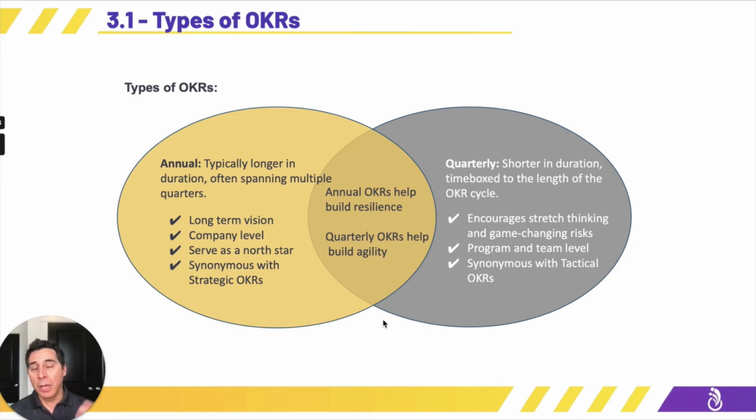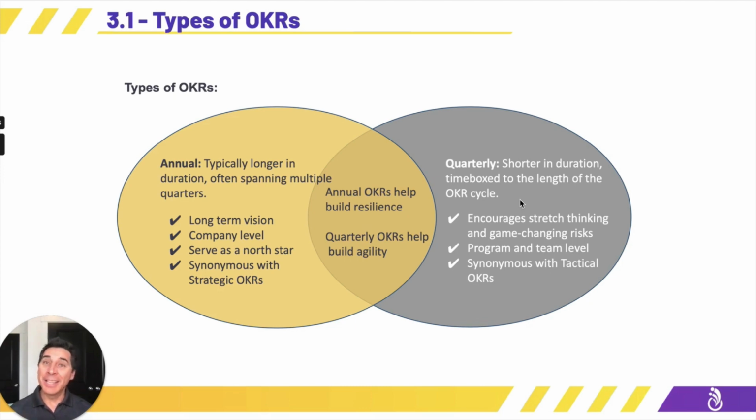And so in contrast, though, we have our quarterly OKRs. Those are shorter in duration, right? They're typically limited to the length of that OKR cycle, which is typically a quarter. But it does encourage stretch thinking and game-changing risks, and that's because of that short duration, right? Because we've time boxed to a 3-month period, it allows us to really experiment during that time, and we may find that at the end of that 3-month period, yeah, it was awesome, right? Or it was a complete failure, right?